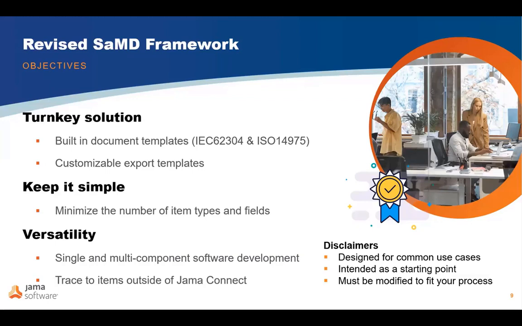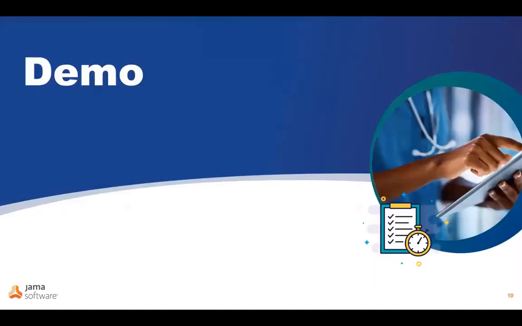It's designed to keep things as simple as possible by minimizing the number of different item types and fields. The framework is versatile and includes the ability to trace to items outside of Jama Connect. This framework is designed to cover the most common use cases and is intended as a starting point for your own process. Jama Connect can easily be configured so that the tool adapts to your process rather than the other way around. Let's take a closer look into the features of the framework.